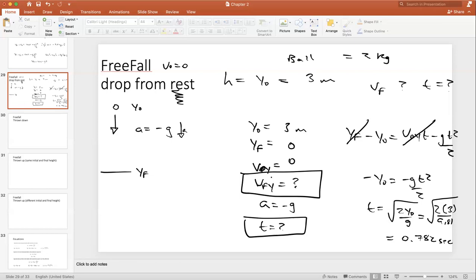Now, how do we find what V final is? Well, V final is V initial minus GT. We now have T, and so we get minus GT is minus 9.81 times our 0.782 seconds. I get negative 7.67 meters per second. Why is it negative? Well, it's negative because the acceleration is downward. It's traveling downward with that speed of 7.67 meters per second in the negative direction, okay?